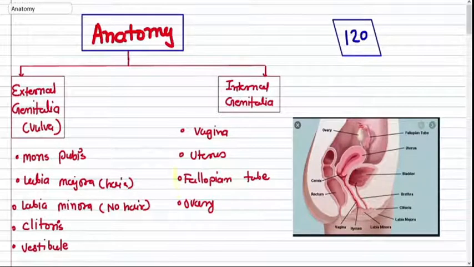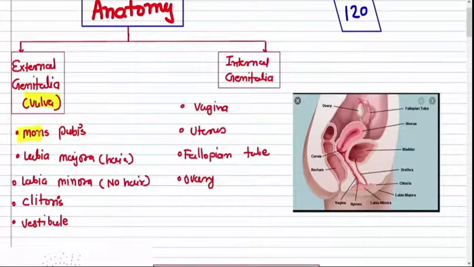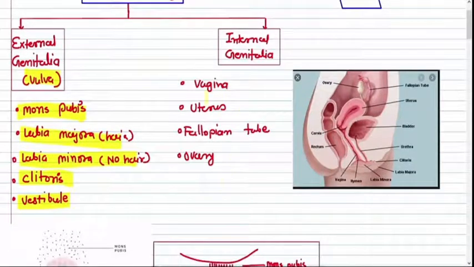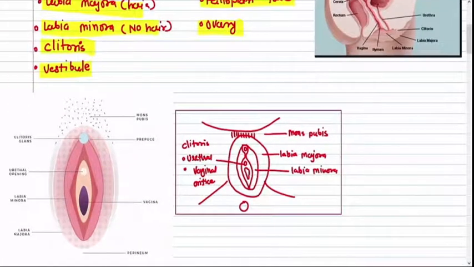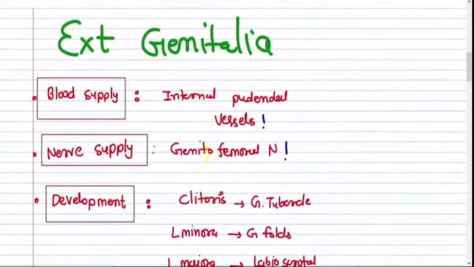The anatomy of the female genital tract consists of external genitalia and internal genitalia. External genitalia, also called the vulva, consist of mons pubis, labia majora, labia minora, clitoris, and vestibule, while the internal genitalia consist of vagina, fallopian tubes, and ovaries. Now this is a graphical picture of the external genitalia, which consists of mons pubis, labia majora, labia minora, clitoris, urethral opening, and vaginal orifice. Now let's talk about external genitalia.